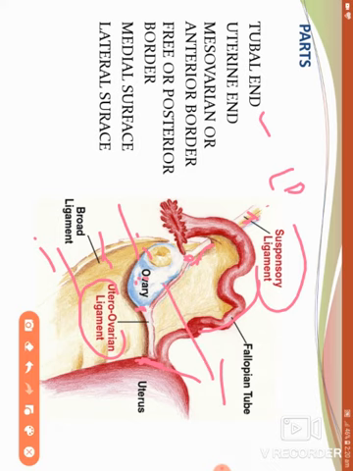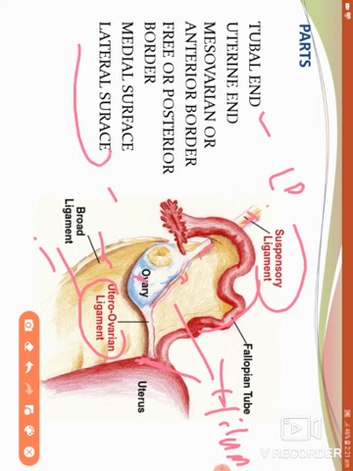So this region is also called the hilum of the ovary. That is the anterior border or hilum of the ovary. Then see, this is the posterior border that is free. Which surface are you seeing? This is the medial surface, it faces medially. Where it rests behind forms the lateral surface, that is the ovarian fossa.